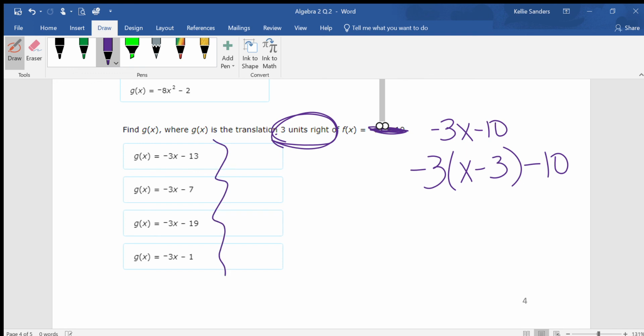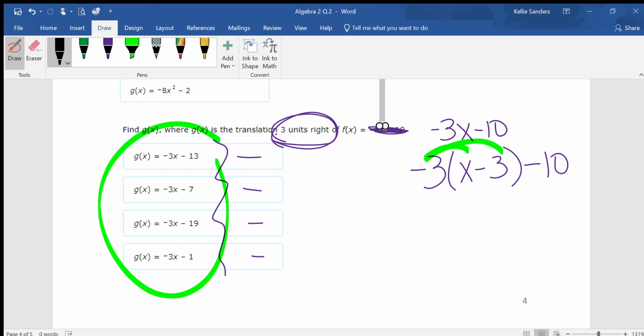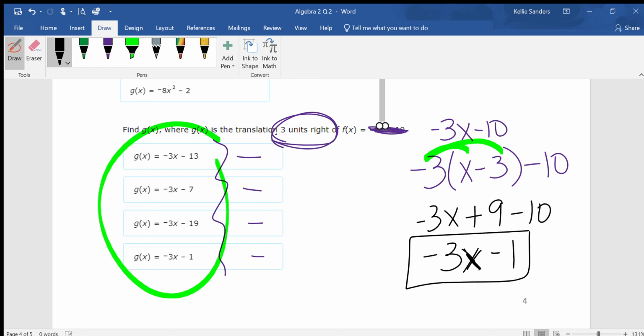And I'm looking, I'm like, oh, that's not there. Well, I know I did it right. How am I going to figure out which one of these it is? We're going to get rid of the parentheses because there aren't any parentheses here. So negative 3 times x is negative 3x. Negative 3 times negative 3 is 9. And then bring the negative 10 down. So negative 3x minus 1, because 9 minus 10 is negative 1. So it's that one.